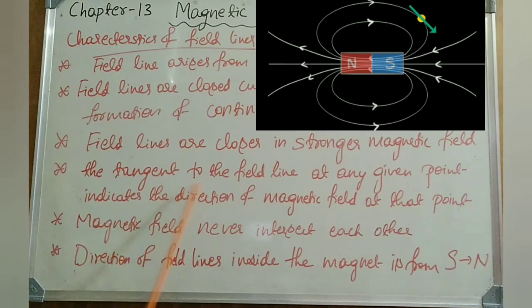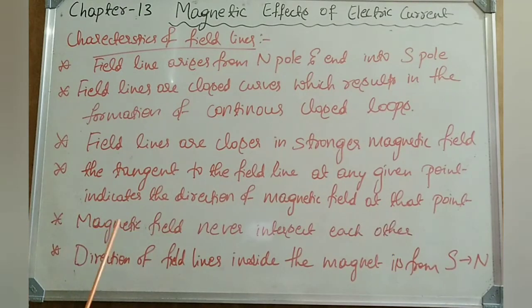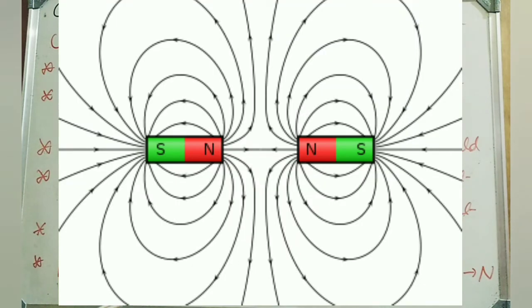Look at this picture. It shows the direction of the field line towards this direction. And see the next point. Magnetic field lines never intersect each other. Observe this diagram and see what happens to the magnetic field lines when they are formed with two different bar magnets.